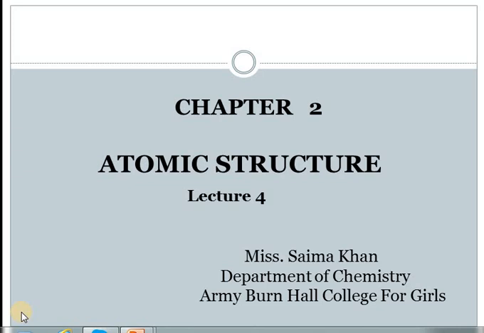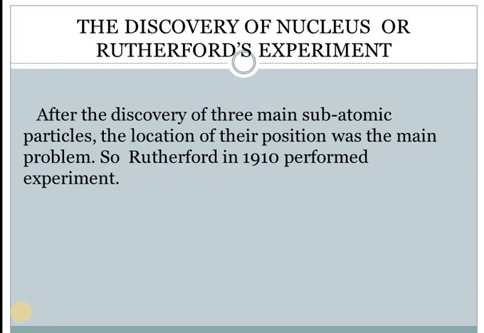Previously we have studied the discharge tube experiment, the discovery of the electron, its properties, its charge to mass ratio, and Millikan's oil drop method. After that we studied the discovery and properties of protons, and similarly the discovery and properties of neutrons. Now in this lecture we will study how all these three subatomic particles are placed in an atom, or you can say the discovery of the nucleus, or Rutherford's experiment.